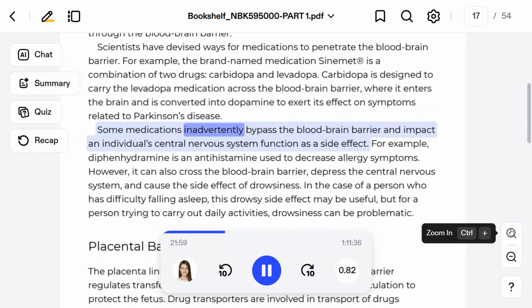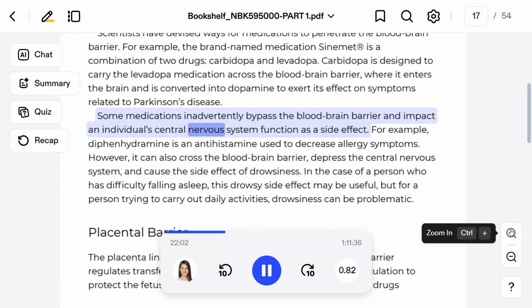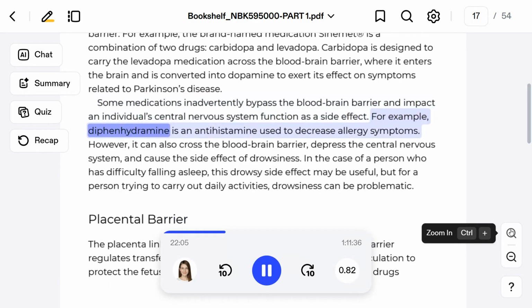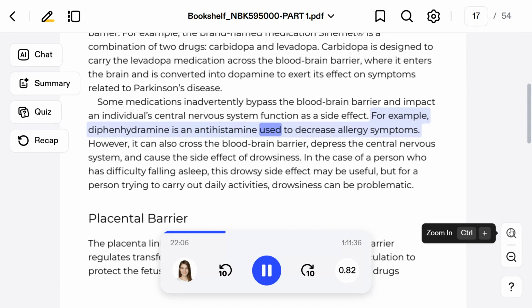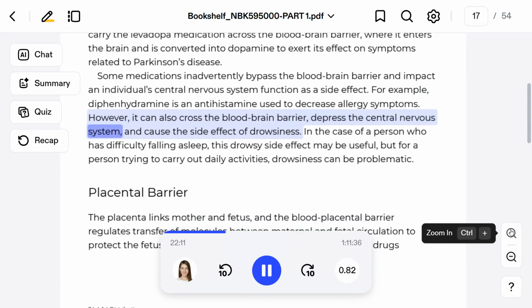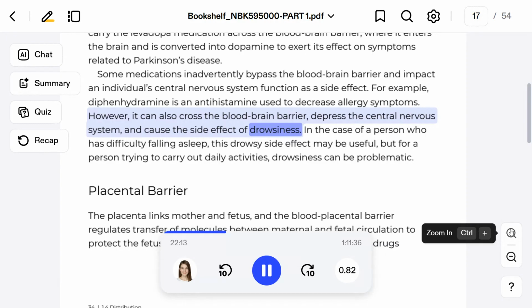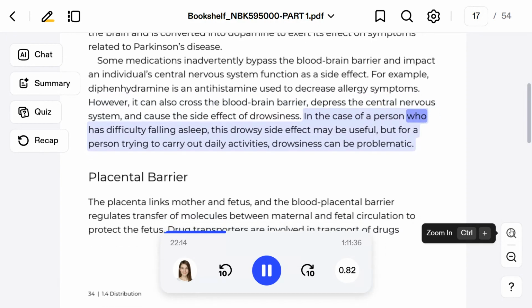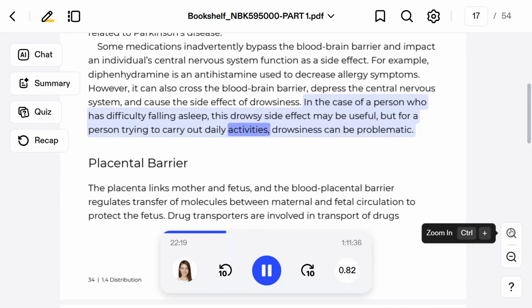Some medications inadvertently bypass the blood-brain barrier and impact an individual's central nervous system function as a side effect. For example, diphenhydramine is an antihistamine used to decrease allergy symptoms. However, it can also cross the blood-brain barrier, depress the central nervous system, and cause the side effect of drowsiness. In the case of a person who has difficulty falling asleep, this drowsy side effect may be useful, but for a person trying to carry out daily activities, drowsiness can be problematic.